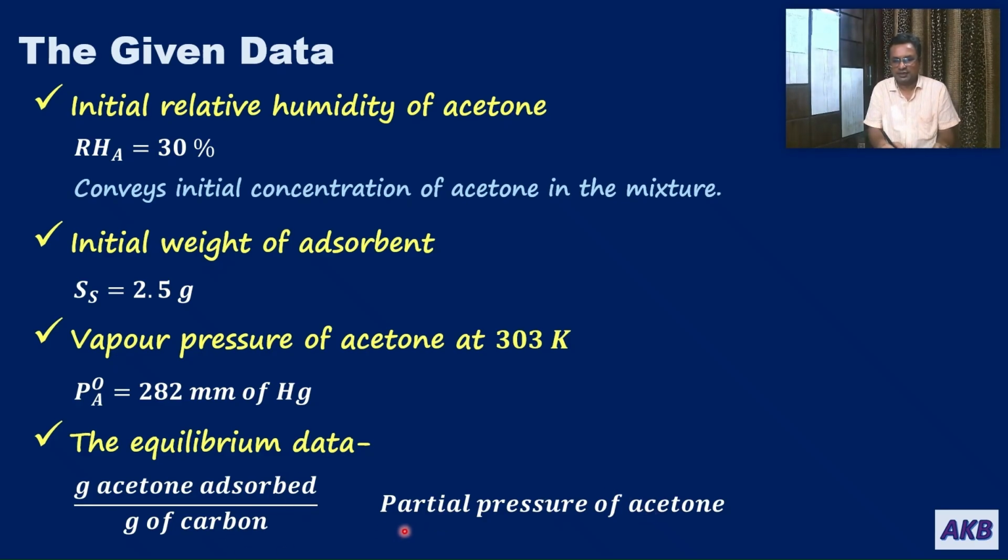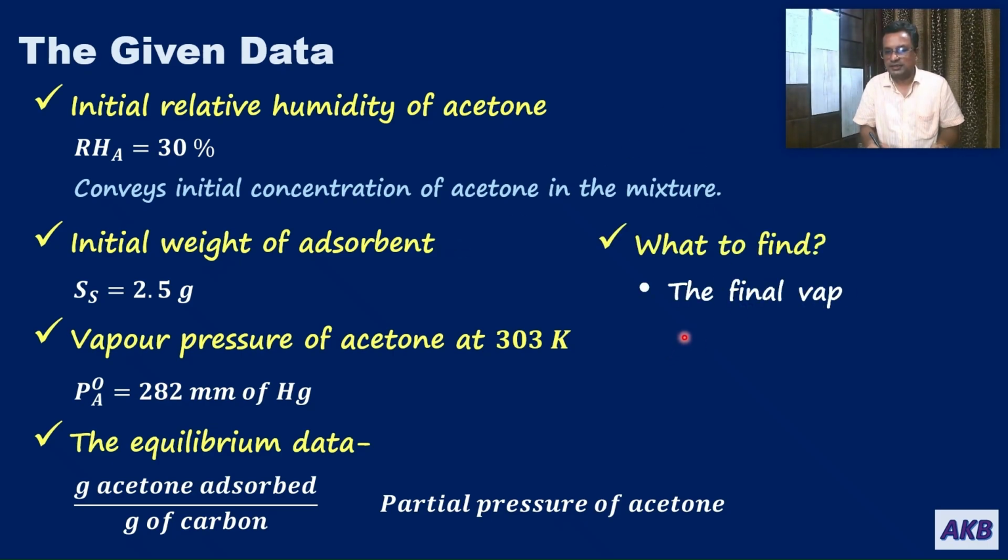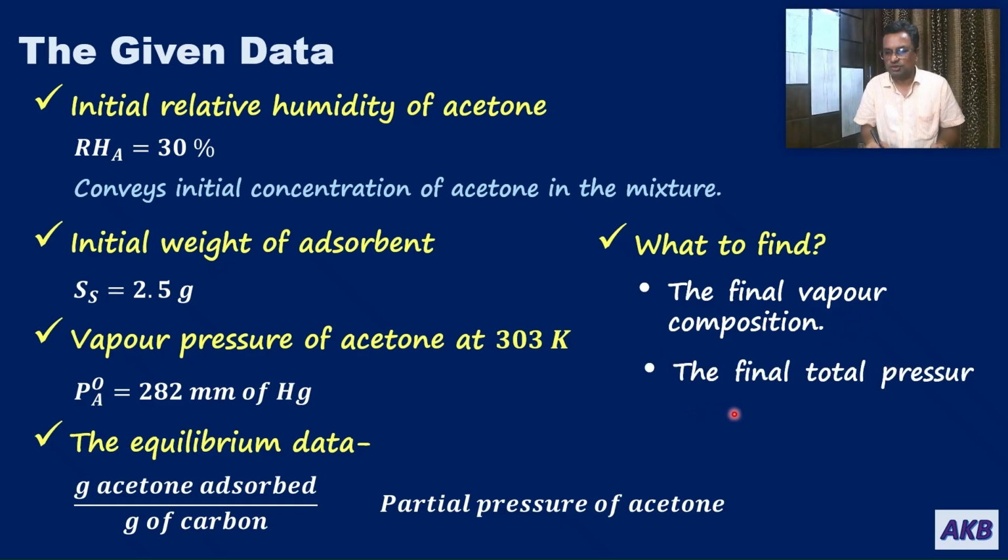So equilibrium data is given in this form. We need to convert it to an appropriate form so that we can use it by solving the numerical. What are we supposed to find? We are supposed to find the final vapor composition, and we are also supposed to find the final total pressure in the flask. So based on all the given information, ultimately we are going to report these two values, the final vapor composition and the final total pressure.